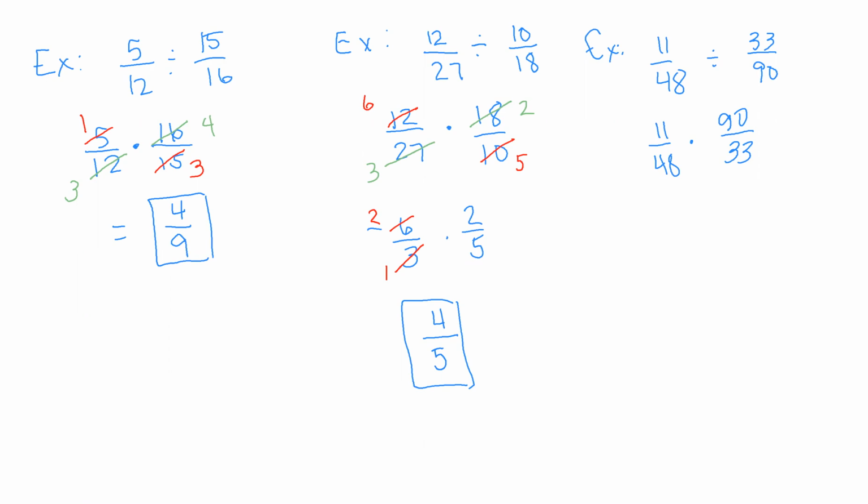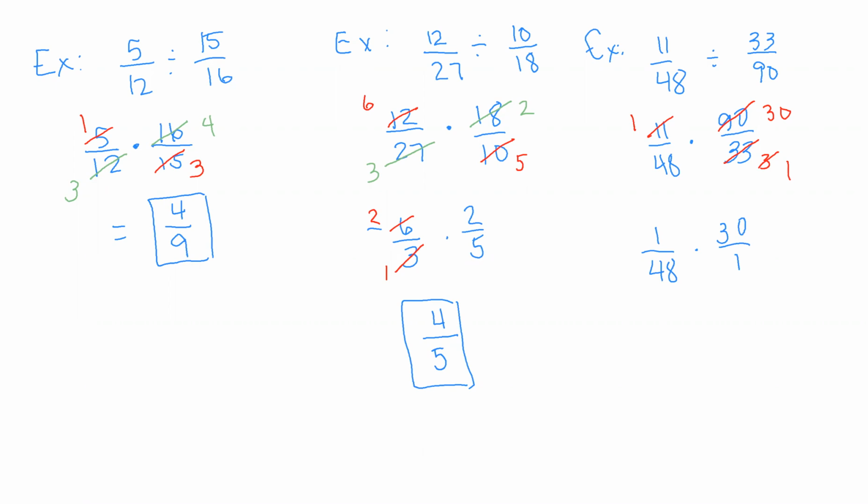I see right off the bat 11 and 33. 11 and 33 have an 11 in common. 11 divided by itself is 1. 33 divided by 11 is 3. I also happen to notice that 90 and 3 have a 3 in common. So 90 divided by 3 is 30. 3 divided by 3 is 1. And what I'm going to do at this point is just clean things up a little bit. I have 1/48 multiplied by, let me fix that, multiplied by 30/1.